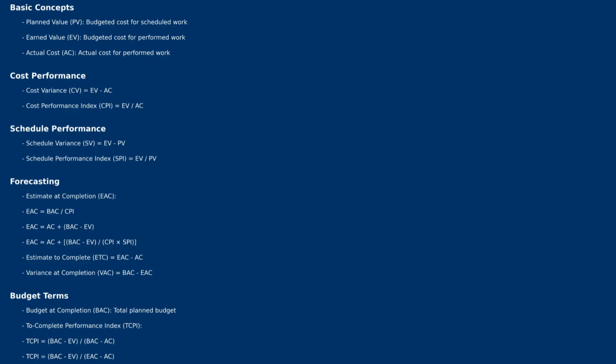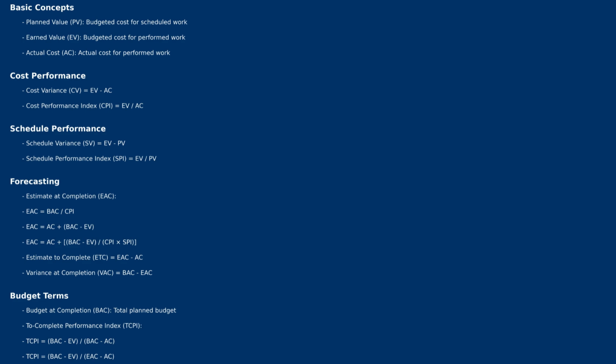We'll take up another example. Let's say, for example, based on the EVM technique, your planned value is $2,000. What does it mean? It means we should have done $2,000 worth of work. Let's say the earned value is $1,500. What does it mean? It means we have actually completed $1,500 worth of work.